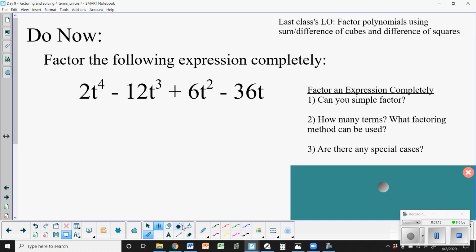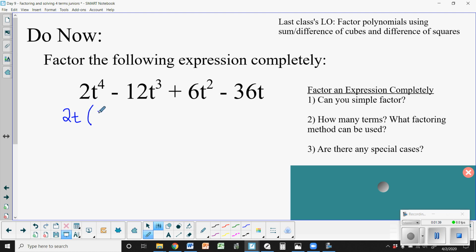So let's look at this one more specifically. Again, can we simple factor? Yes, we can simple factor this 2. All terms are divisible by 2. Also, all terms are divisible by one of the variables, a t, so a 2t. And then what's left over when we do that?